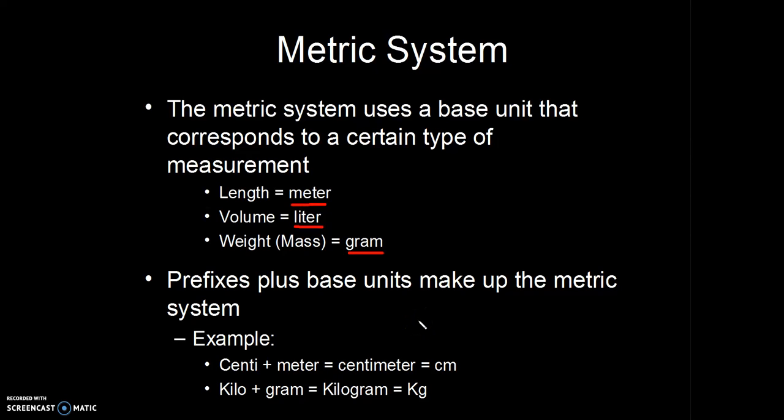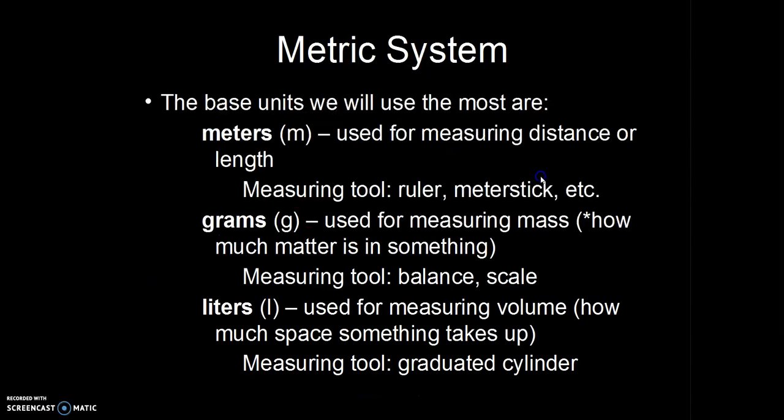We can modify those base units by adding prefixes. And we'll get into all the prefixes later in this video, but first you can see a couple of examples. The centi is a prefix that we use. We can add it to any of our base units. Here we've added it to meter to make what's called the centimeter, or cm for short. Another prefix that we can use is kilo. Kilo we can add to gram to make the kilogram, or kg. So prefixes plus our base units create the units that we use in the metric system.